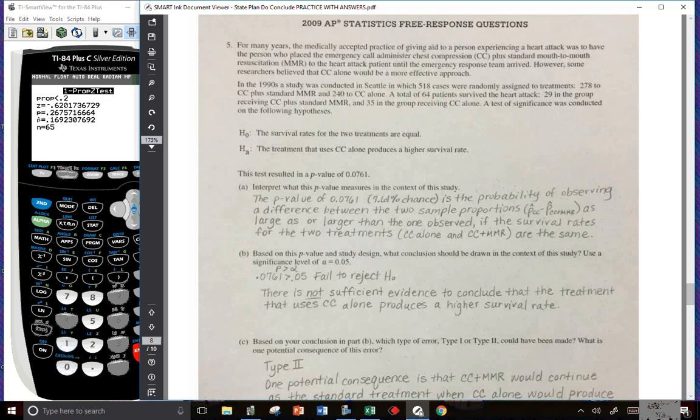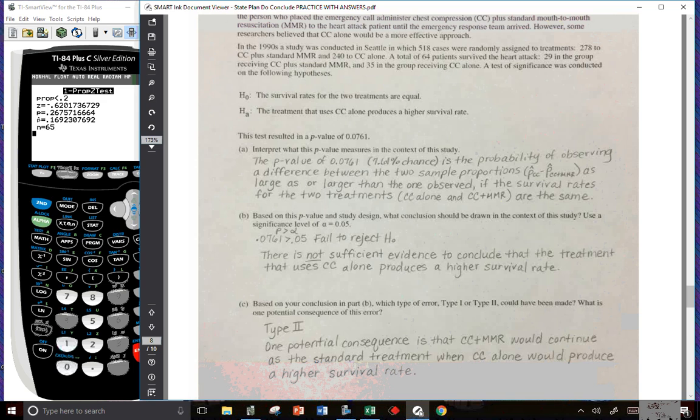So type 1 is when you reject the null hypothesis in error. So that means that your H0 was true. Type 2 is when you fail to reject in error. And so that means that your H0 was false. Power is correctly rejecting H0. So that means that your H0 really was false and you rejected it, so it was a good thing.